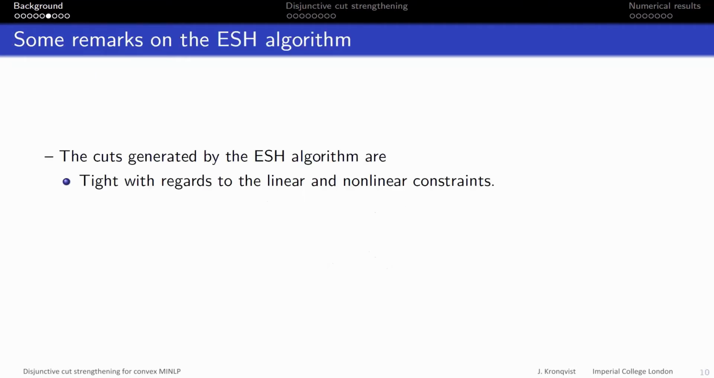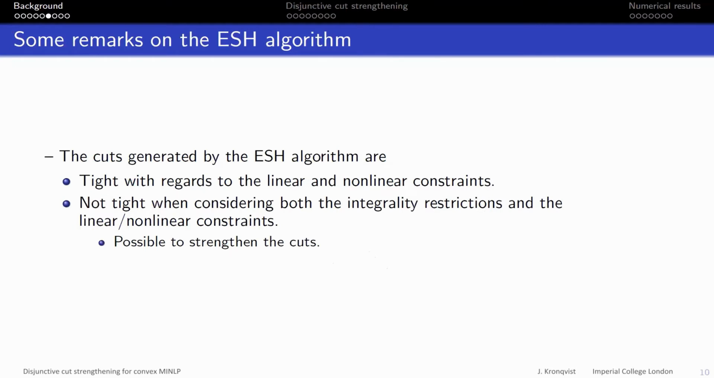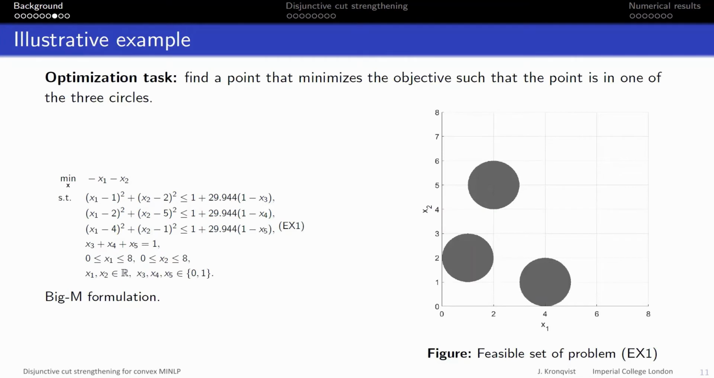The cuts generated by the ESH algorithm are tight with regards to the linear and nonlinear constraints. However, they are not necessarily tight when we consider both the integrality restrictions and the linear and nonlinear constraints. So therefore, it might be possible to further strengthen the cuts. And I want to illustrate this with a simple example.